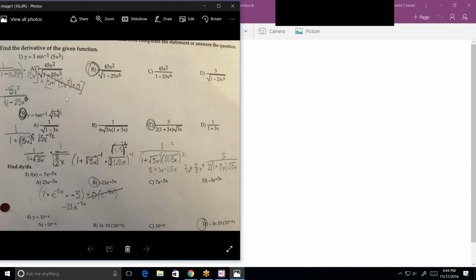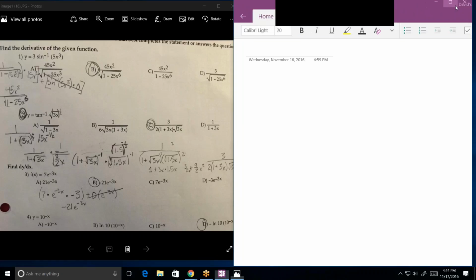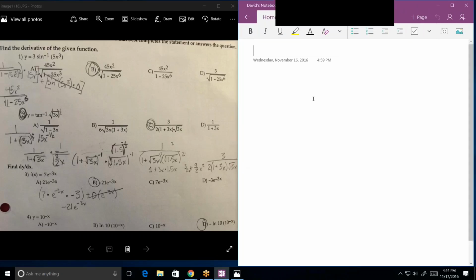I understand. All right, so find the derivative of the given function. You want to start with number 1? Yeah, or number 2. Okay. That's fine. Let's see here. Hold on a minute.